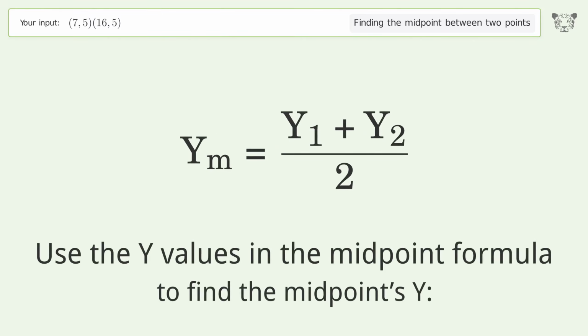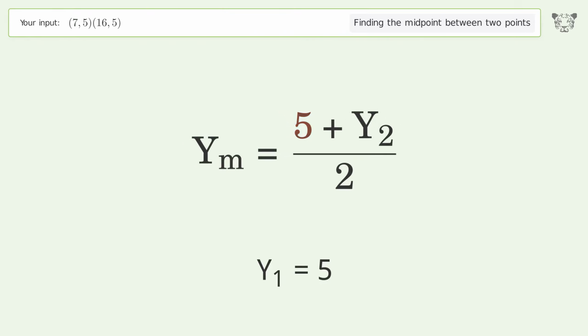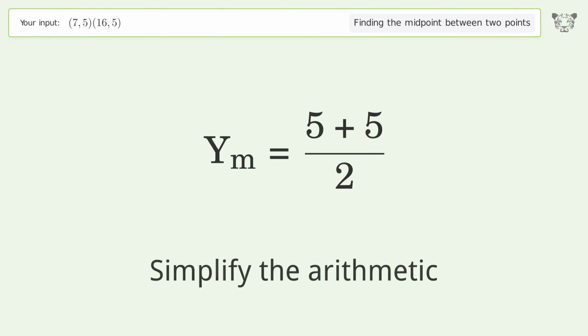Use the y values in the midpoint formula to find the midpoint's y. y1 equals 5. y2 equals 5. Simplify the arithmetic.